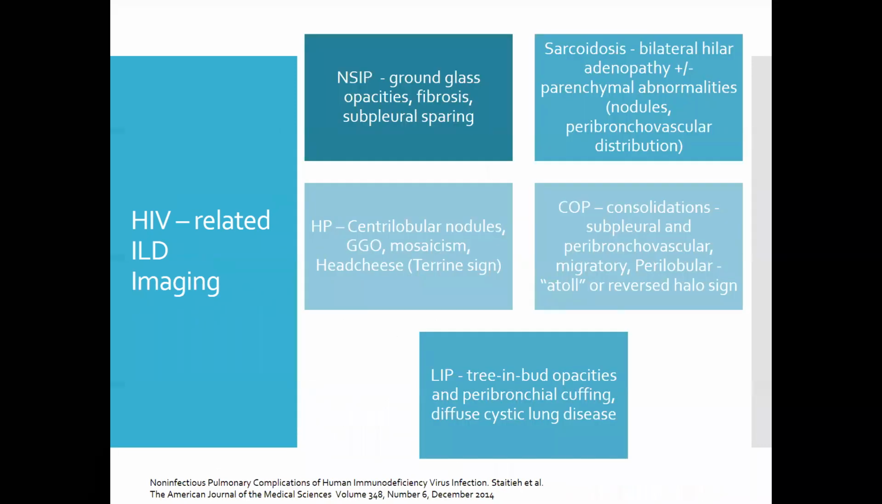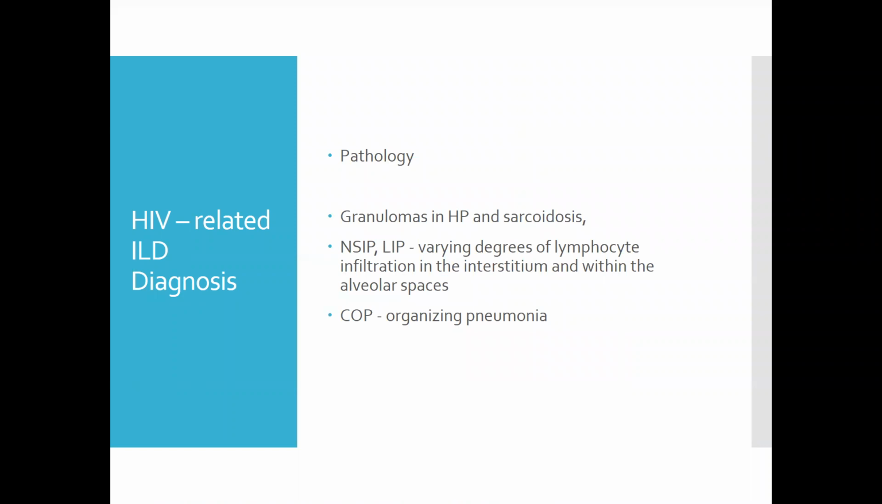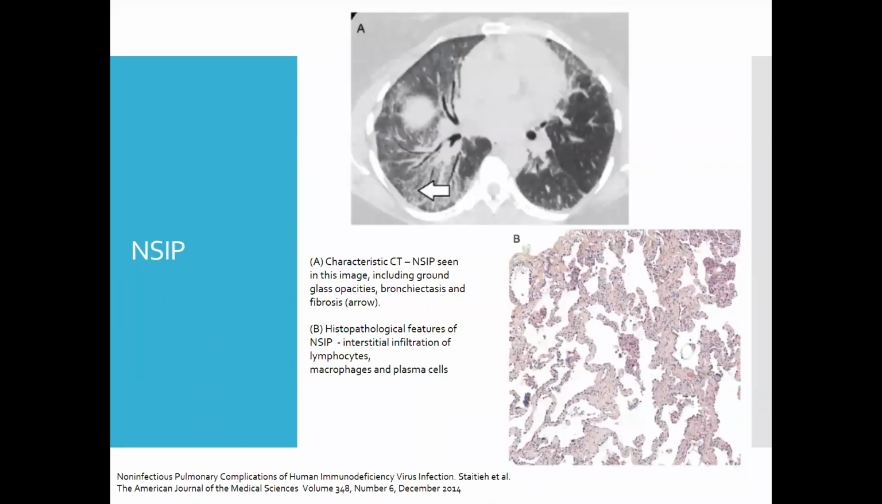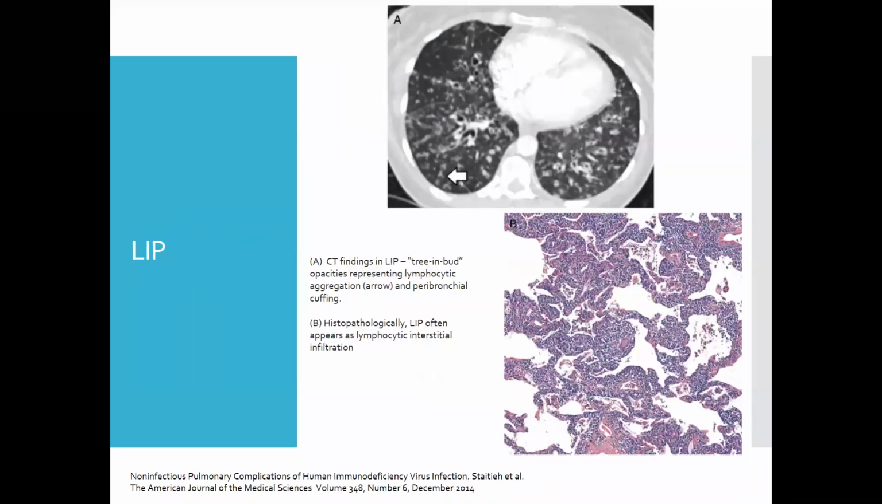The imaging, again, depends upon the different manifestations. This has been discussed before. I'd like to focus on the last box, which is that LIP can present with ground glass opacities and peribronchial cuffing. And in certain patients, you can have diffuse cystic lung disease from this. Pathology, again, depends upon the entity. This is basically looking at NSIP and the interstitial infiltration of lymphocytes, macrophages, and plasma cells. LIP, again, is your typical tree-in-bud nodularity, peribronchial cuffing, and the lymphocytic infiltration that we typically see.